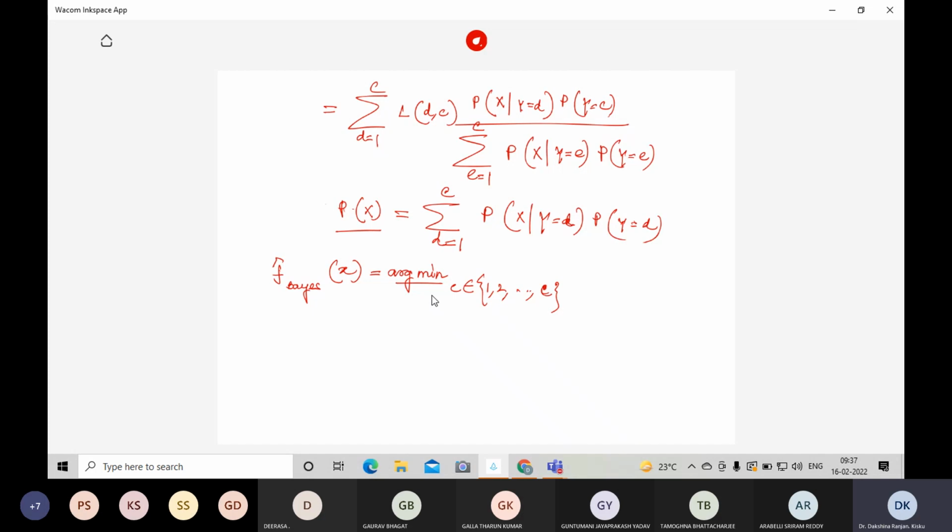For a corresponding datum x, if we try to minimize the risk function, we can write arg min of R of c given X equals small x. Here capital X is the feature vector, and small x is a datum.